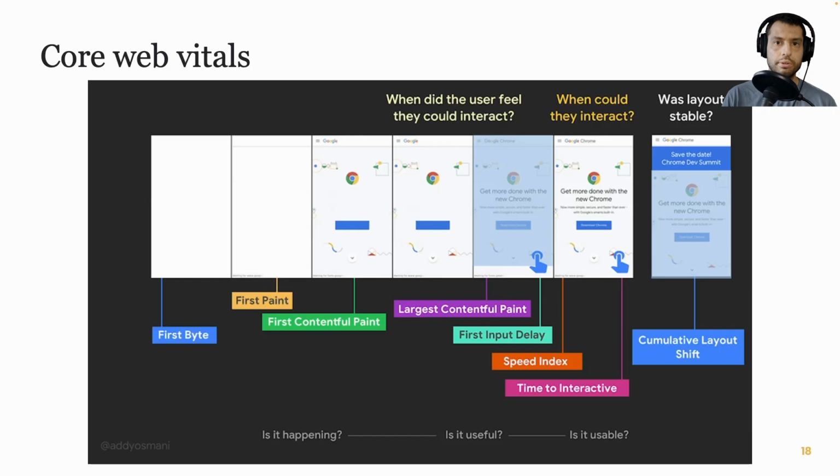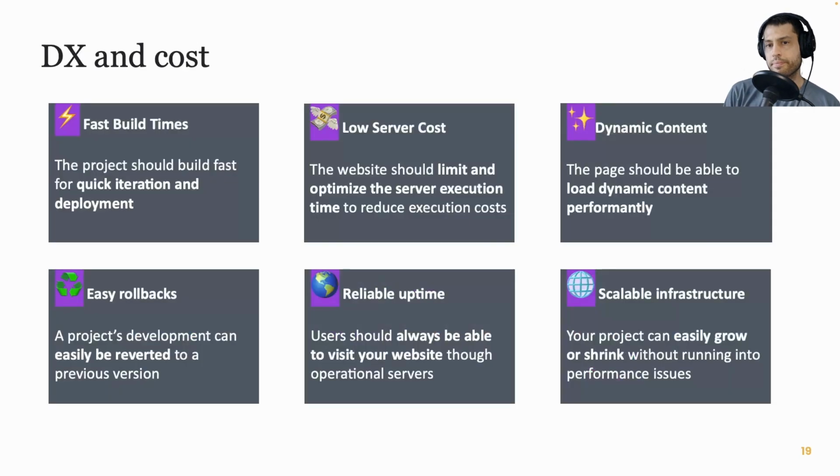Then we have the first input delay and the time to interact with the page. They are pretty self-explanatory. And my favorite one is the layout shift. My favorite part of the user experience is when I try to click on an element and it jumps 200 pixels down. Yeah, this is everyone's favorite, I think.